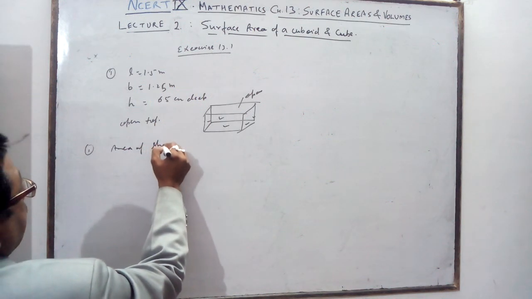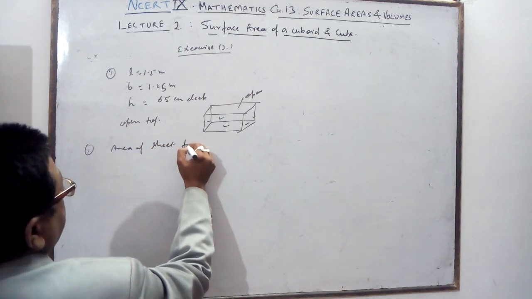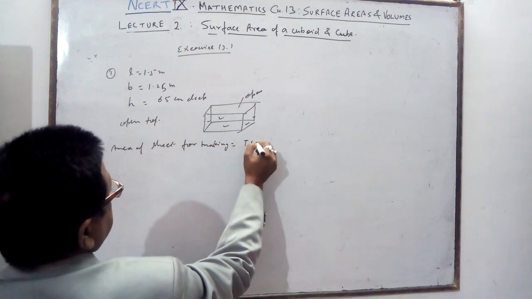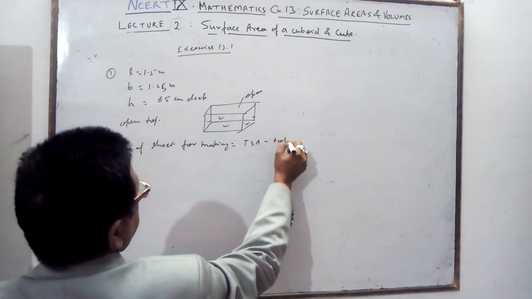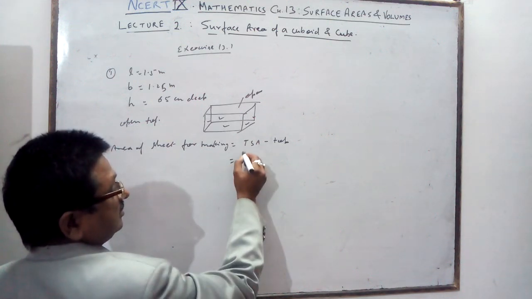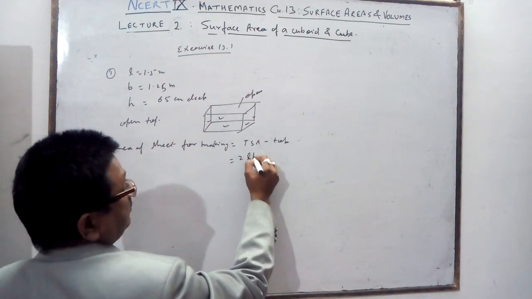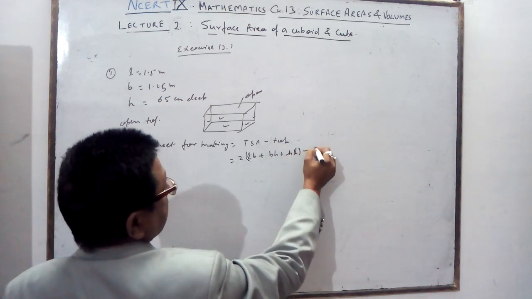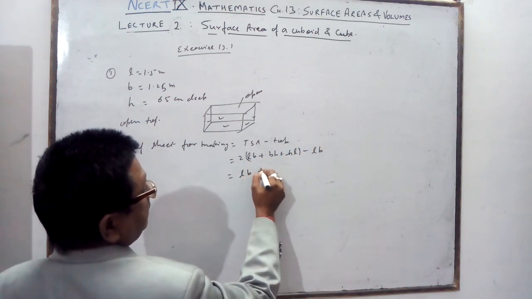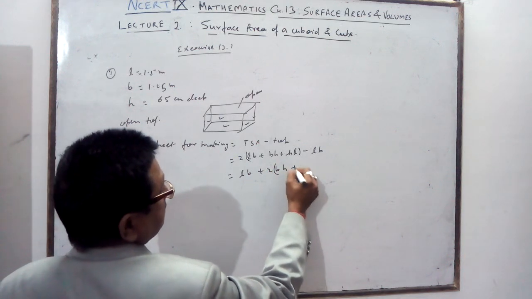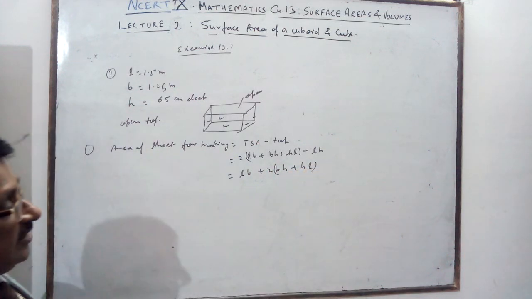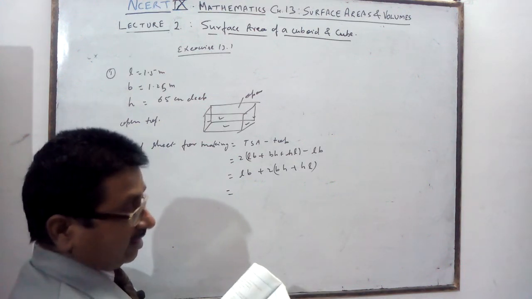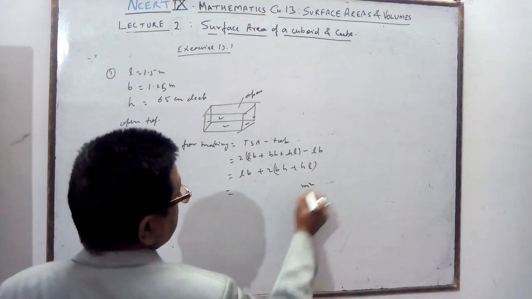Area of seat required for making the seat is TSA minus top. TSA minus top means 2LB plus BH plus HL minus LB, which will give you LB plus 2BH plus HL. Put in the values and find the answer in meter square, and since the cost is also given in meter, you will find it in meter square.